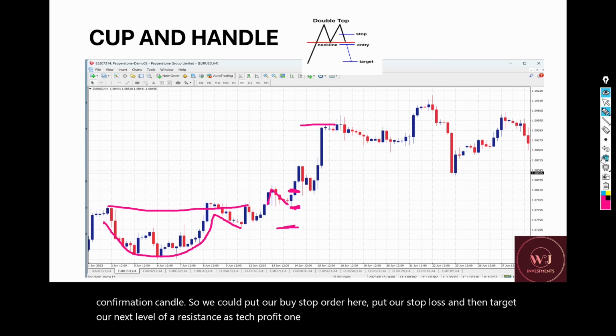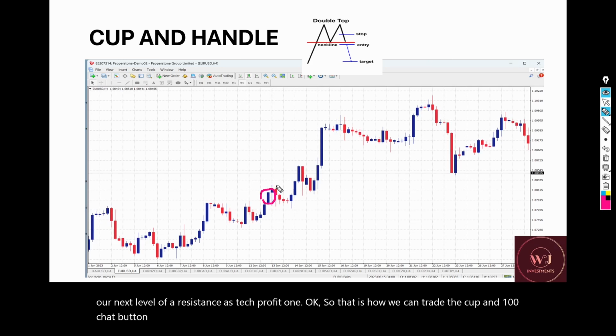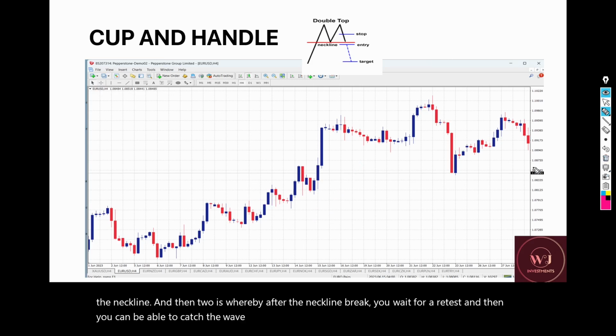Okay, so that is how we can trade the cup and handle chart pattern. One is the breakout strategy, where you wait for a candle to close entirely above the neckline, and two is whereby after the neckline break, you wait for a retest, and then you can catch the wave up.